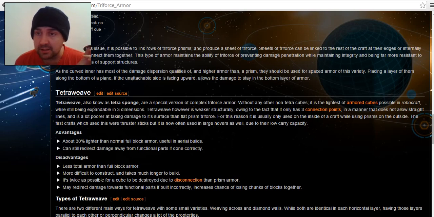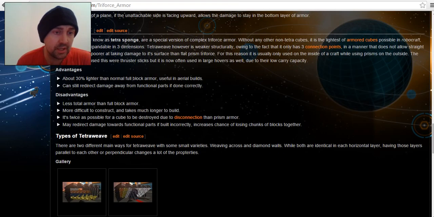In a manner that does not allow straight lines, so it's difficult to work with as well, and is a lot poorer at taking damage to its surface than flat prism Triforce. For this reason, it is usually only used on the inside of a craft while using prisms on the outside. The first craft which used this were thruster sticks, but is now often used in large hovers as well due to their low carry capacity. Okay, interesting. So, Tetra Weave is an internal form of Triforcing.